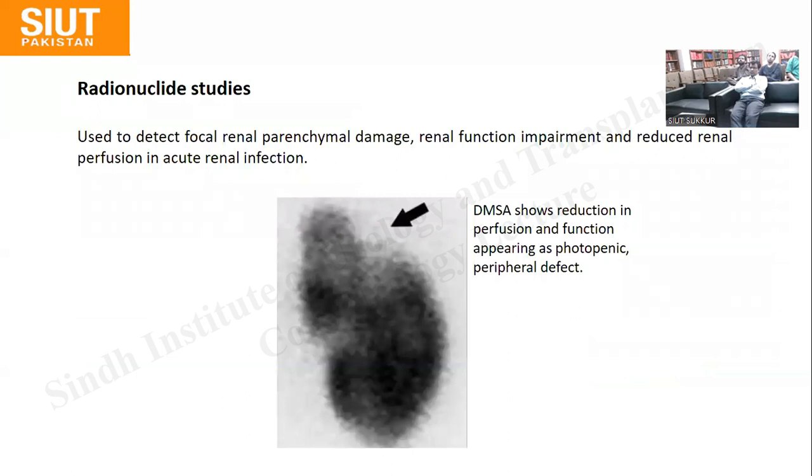Now, radionuclide studies can also be done. In this image, we can see a DMSA scan, which shows decreased isotope uptake, mostly in the upper pole, suggesting damaged parenchyma of the cortex in that region. It is mostly done in cases of chronic pyelonephritis to see if the kidney is functioning properly or not.